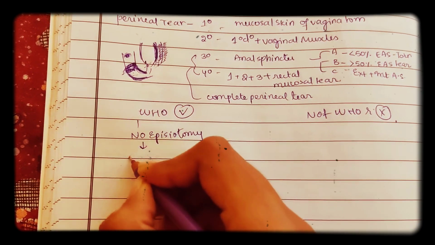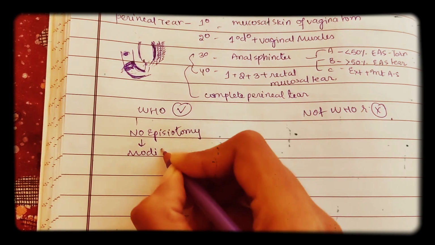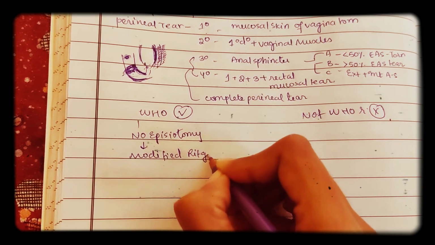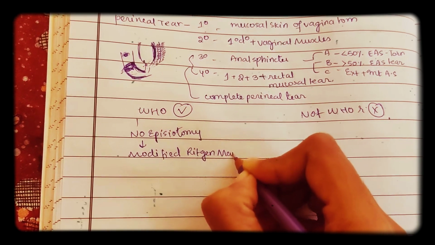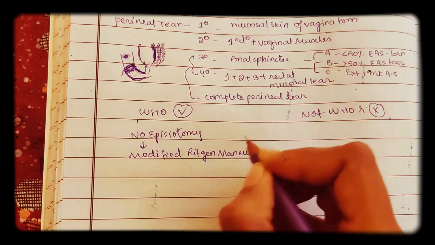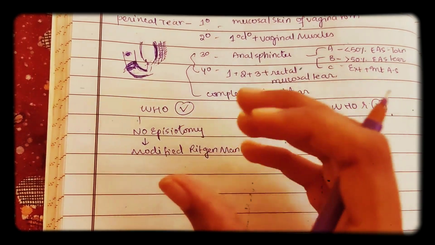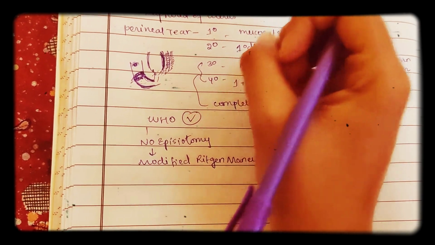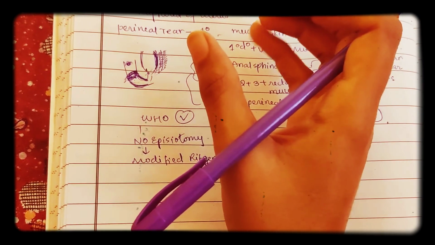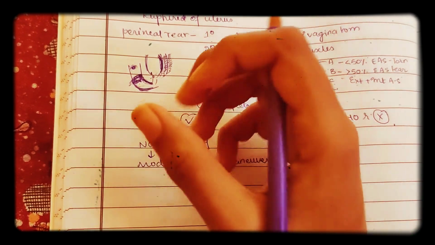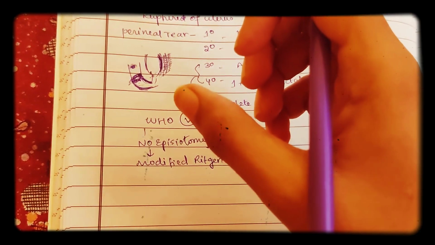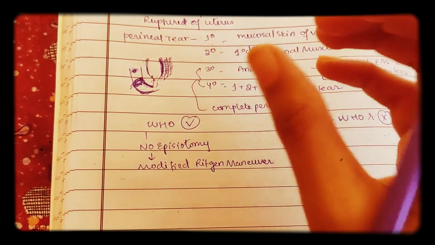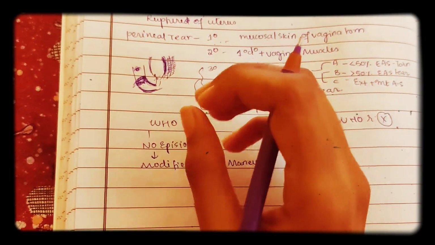So instead of this we have one method to follow, which is said by WHO, that is the modified Ritgen maneuver. It is manually supporting the perineum with the right hand. For example, you can see this is my right hand, okay. So I need to support the perineum while delivering the head of the fetus. First we need to deflex the head of the fetus with the left hand, and next we need to extend the head, okay. So advise the patient not to bear down while delivering the head.